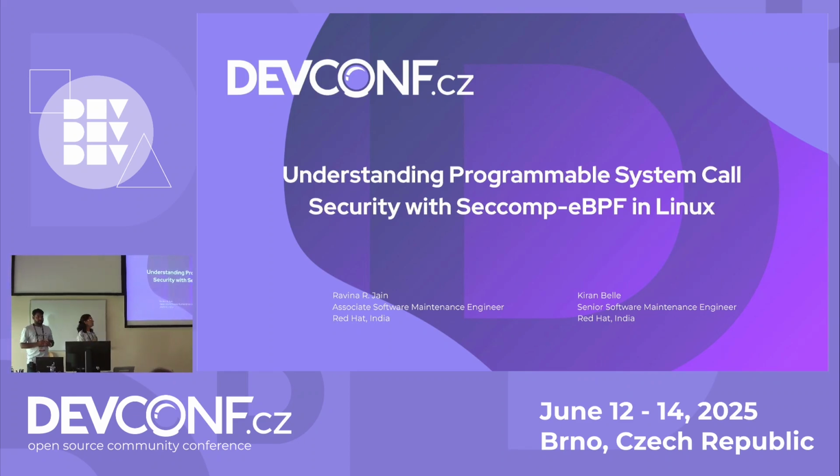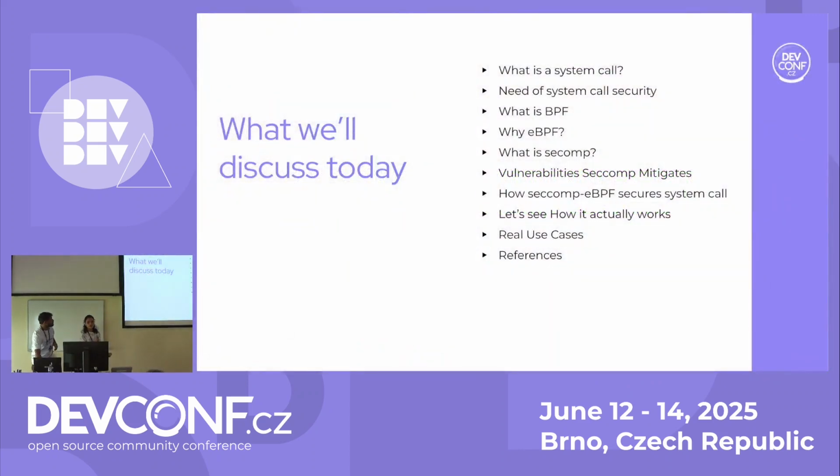So we are here to discuss how we are going to secure the system call by using two Linux features, that is eBPF and Seccomp. So let's start. These are the points we are going to discuss today: what the system call means, and why we need to secure the system call, and as I have already said, we need two features, that is BPF and Seccomp. So we will see what BPF is, why it is so important, then what Seccomp is, and which issue Seccomp mitigates, and how actually it secures the system call with the demo.